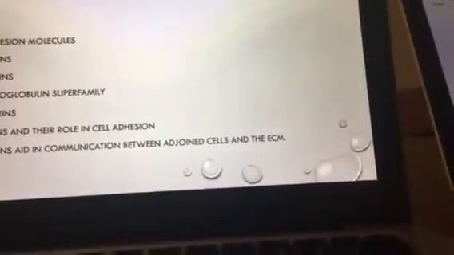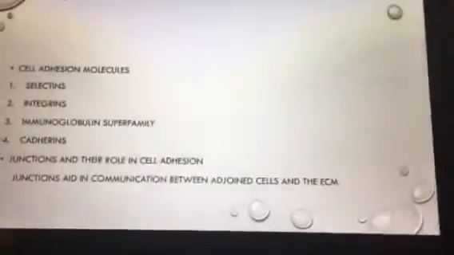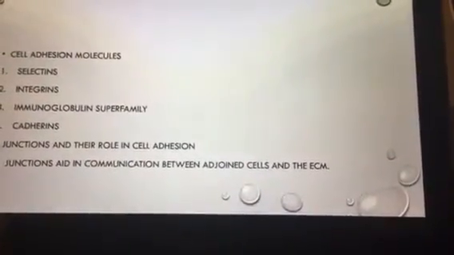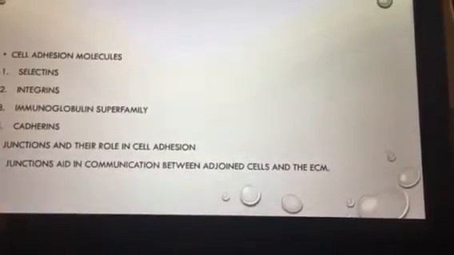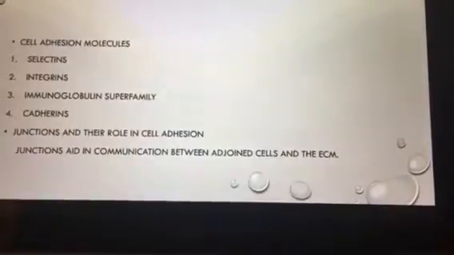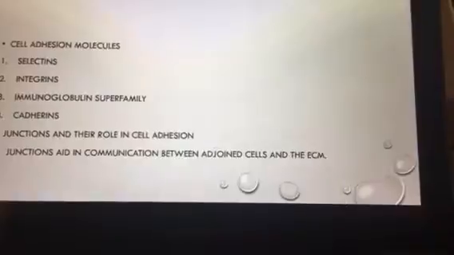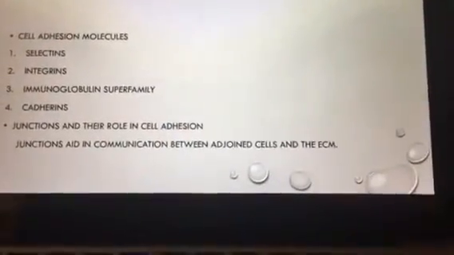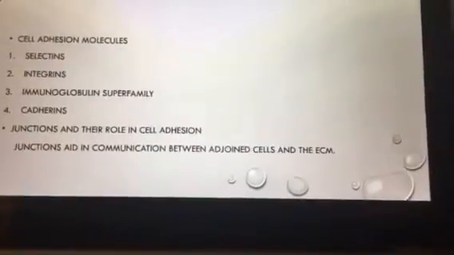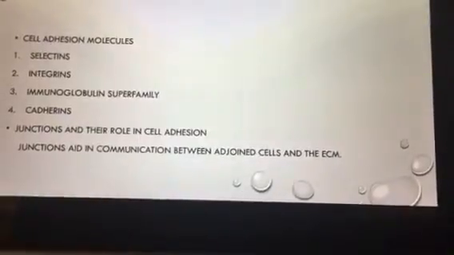So before we move on, we have four different groups of cell adhesion molecules: the selectins, the integrins, the immunoglobulin superfamily, and the cadherins. We're going to classify them quickly based on their mode of interaction, like we explained before, whether they're homophilic or heterophilic. The immunoglobulin superfamily and cadherins have homophilic interactions, while the integrins and the selectins are heterophilic in their mode of interaction.